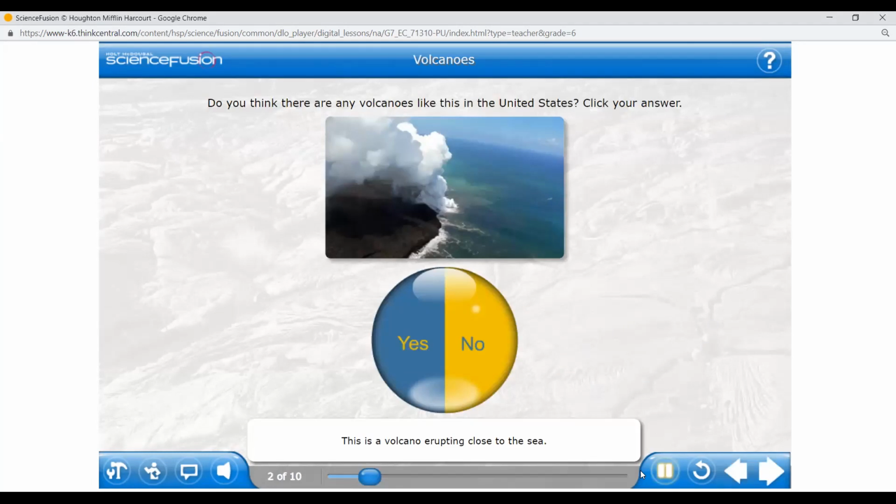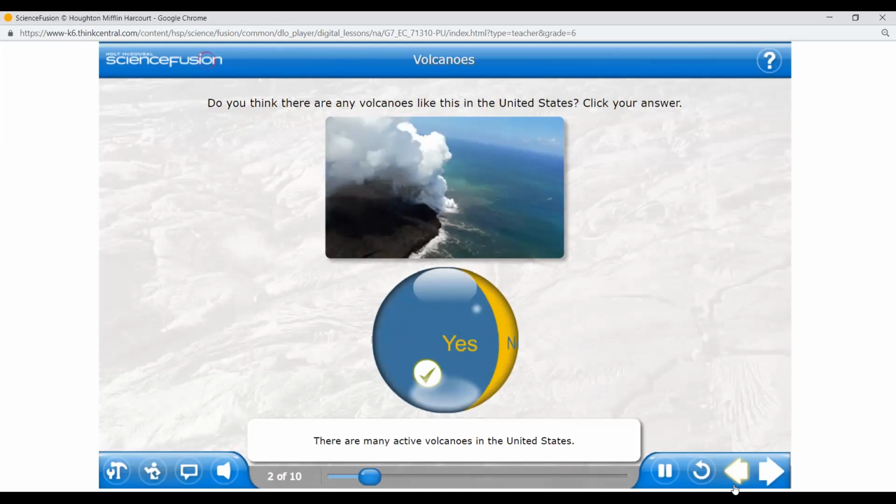This is a volcano erupting close to the water. Do you think there are any volcanoes like this in the United States? Do you have any idea about this kind of volcano which erupts from the water, from the beach? Any idea, girls? Let us put yes. Great job!